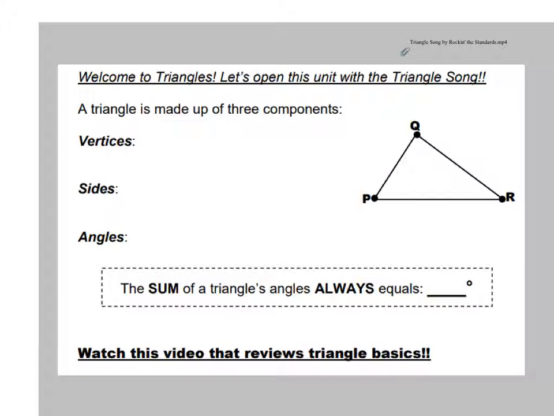So we are not going to sing the triangle song, mostly because I don't know what song it is, but a triangle is made up of 3 components. Your vertices are like your points. So P, Q, and R are your vertices, your angles, where those pieces change. So your vertices and angles are very similar.